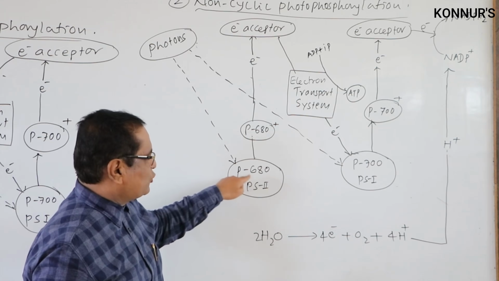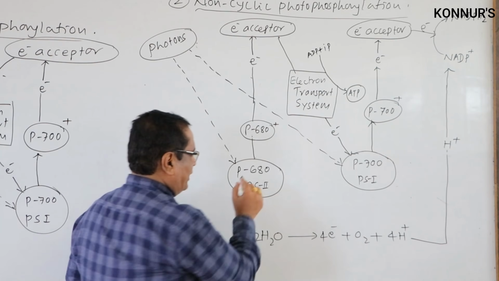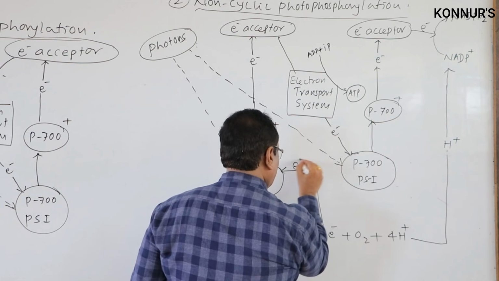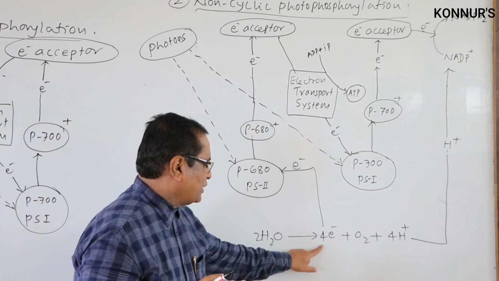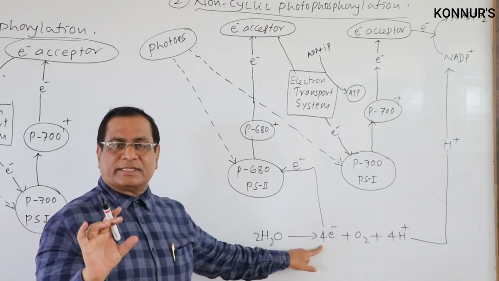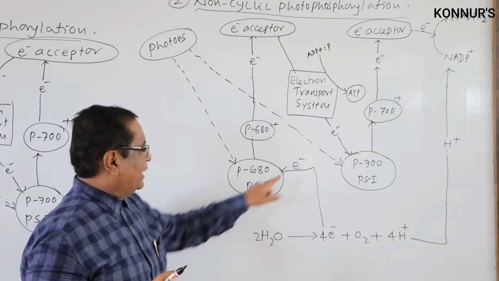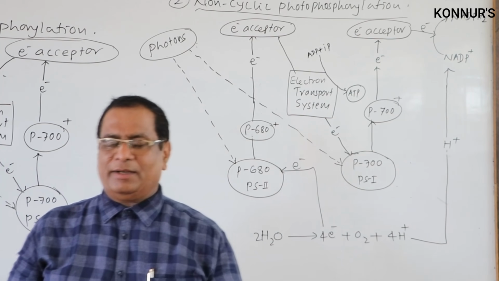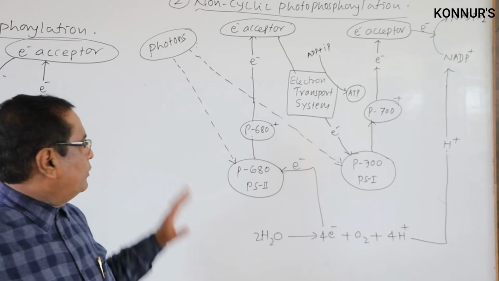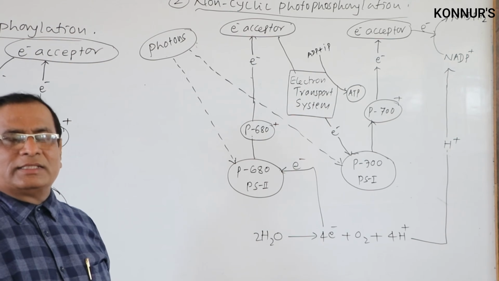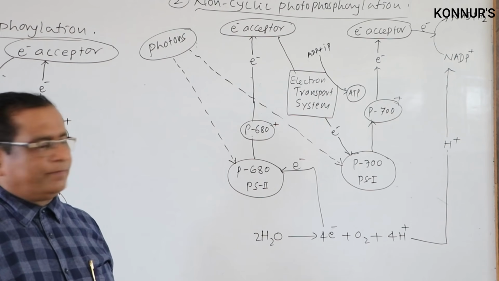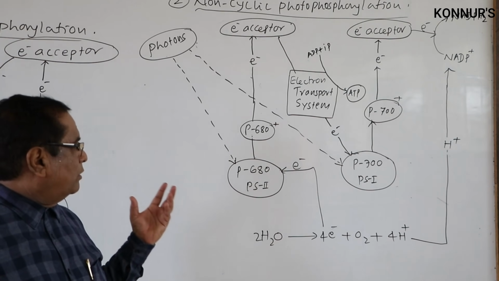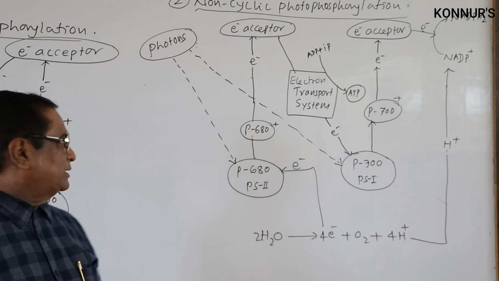Then the electron from photosystem second has come to photosystem first. But photosystem second has to get electrons, and it gets them from the electrons formed during photolysis of water. If you remember this schematic representation, you can answer many NEET questions.